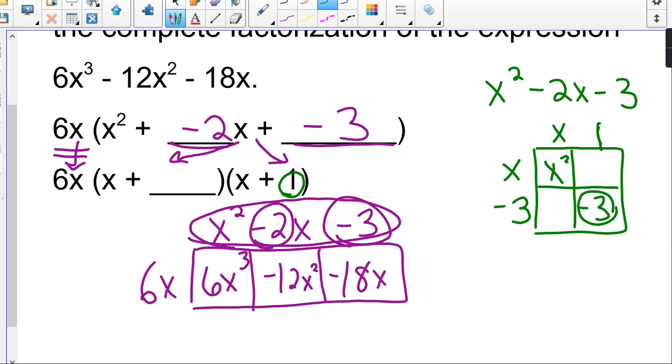Okay, and does that work? Well, 1 times x is x, and x times negative 3 is negative 3x. And yes, negative 3x plus x will add up back to that negative 2x. So that works. And what was the missing number that we need to fill in? That was negative 3.